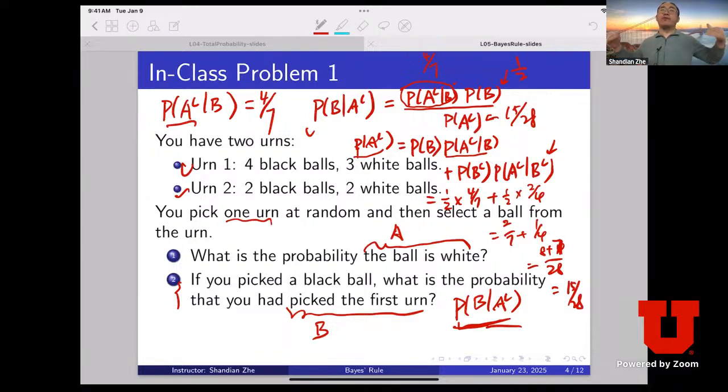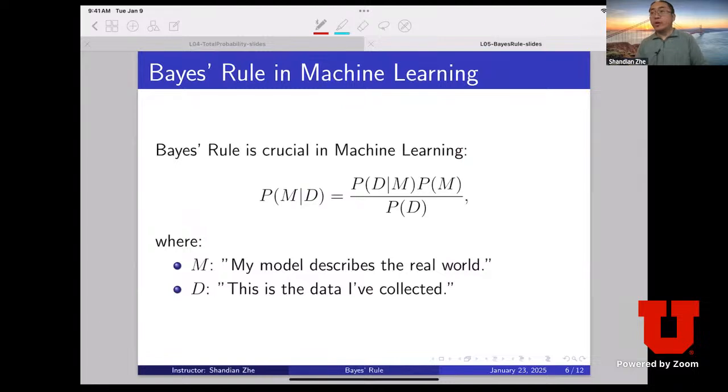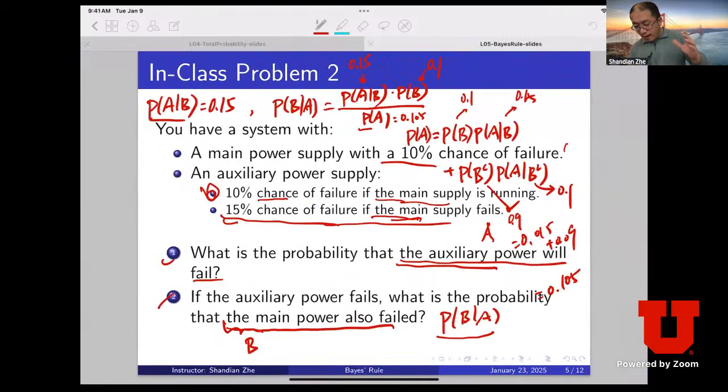Because this is really useful in practice. Because in many cases, P of A given B is like a causal effect, meaning that some kind of event A is caused by B, right?